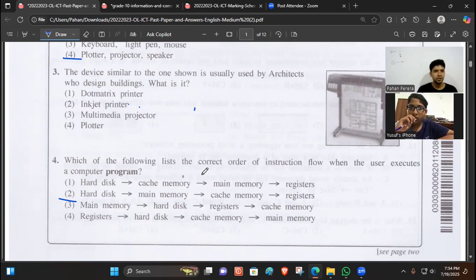Then why do they use this kind of technology? Because the hard disk has more storage and it can store things permanently, but it is very slow. But the main memory, something like this, right?